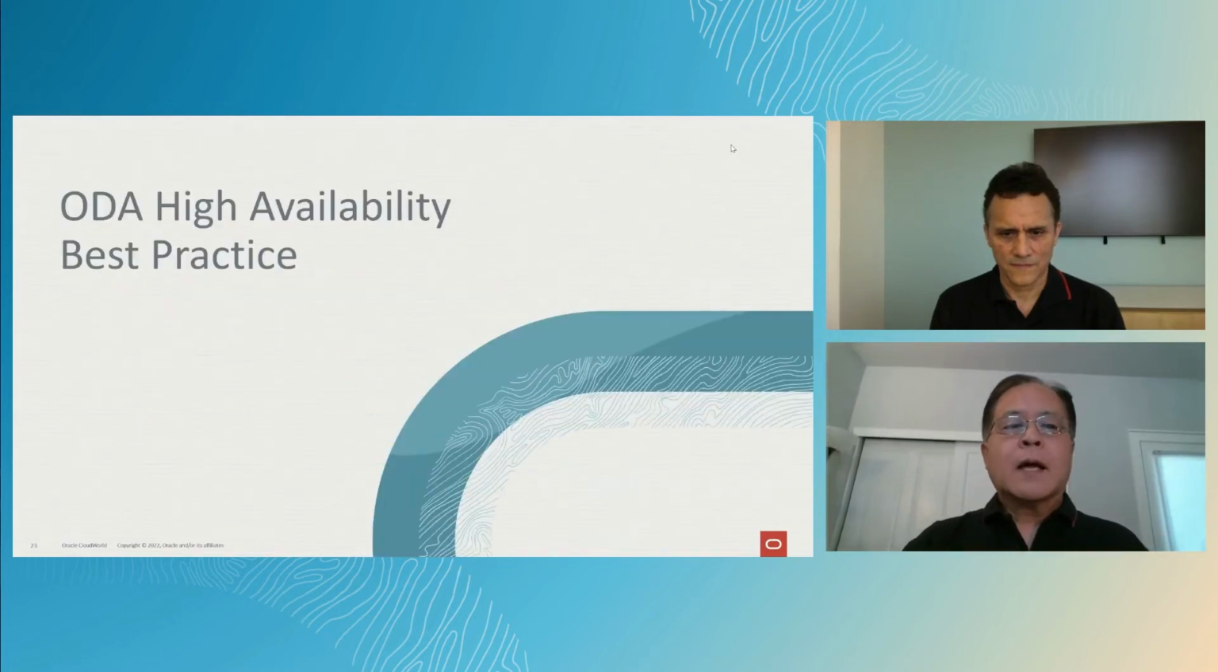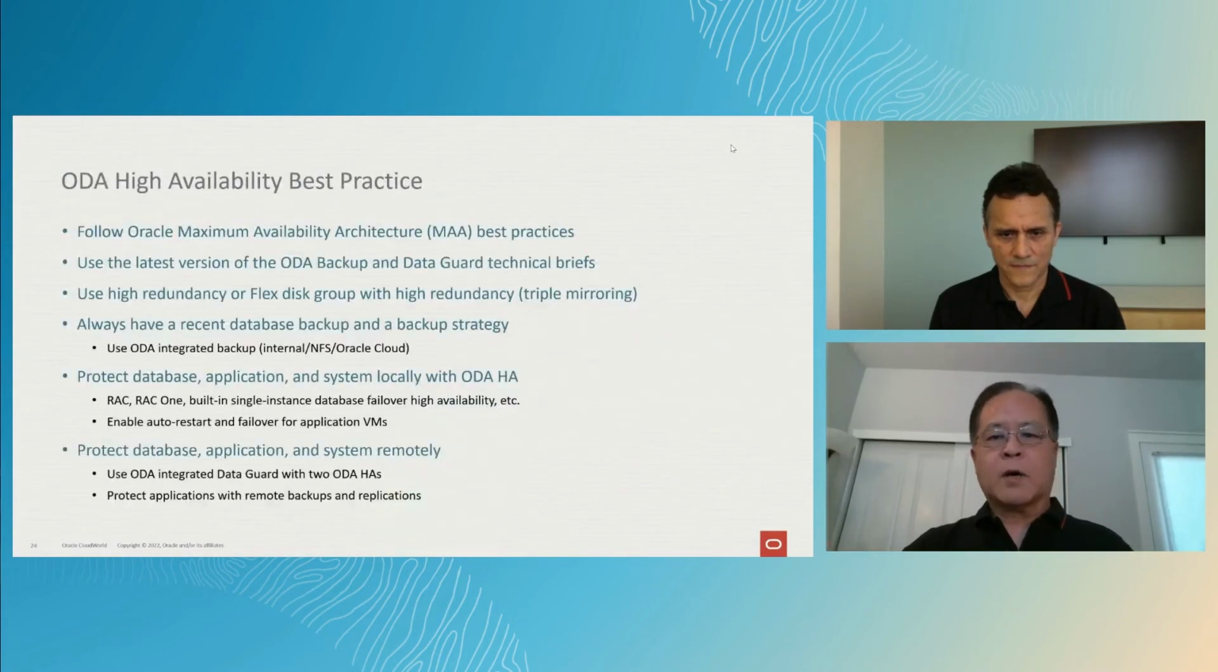Next, let's look at ODA high availability best practice. This is also very important to our customers, so we want to make sure you experience minimal impact during planned or unplanned downtime. These are the recommendations. Always try to follow Oracle Maximum Availability Architecture best practices. Typically, this involves RAC and Data Guard. And always use the latest version of the ODA tech briefs, which will have the most up-to-date information if you're following the steps in those tech briefs.